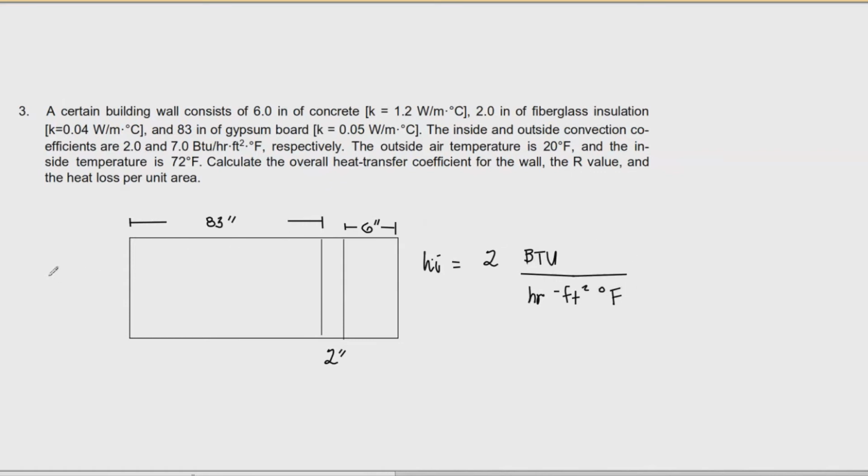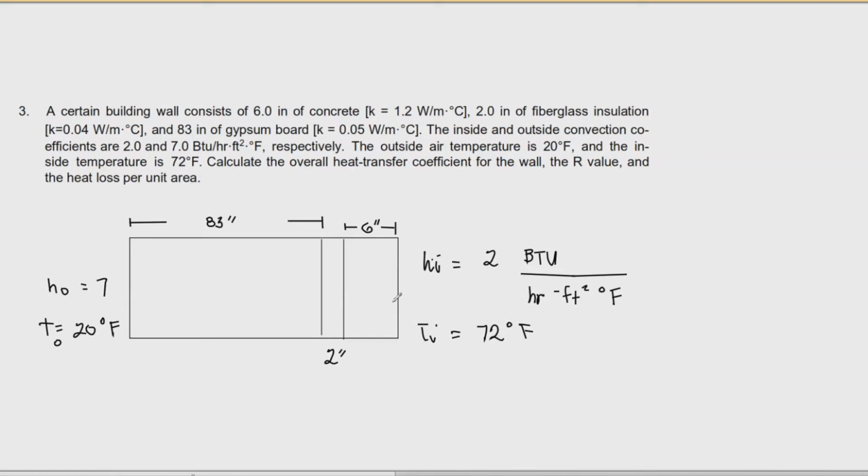Now the next one would be HO, that is equal to 7. Okay, that has the same unit as HI. Now, the outside air temperature is 20 degrees Fahrenheit, so we have TO equal to 20 degrees Fahrenheit. And then, of course, we have the inside temperature, so TI equals 72 degrees Fahrenheit.